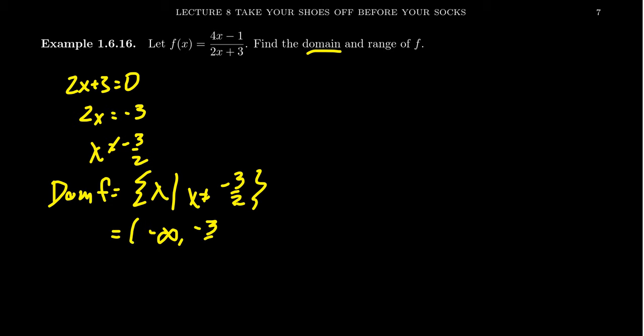If you want to write this in interval notation, we do negative infinity to negative 3 halves, union negative 3 halves to infinity. So every number except for negative 3 halves is part of the domain.